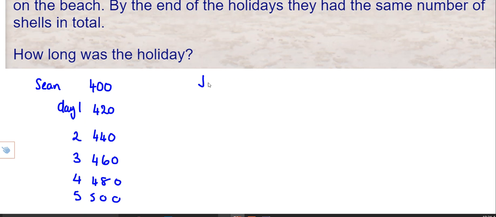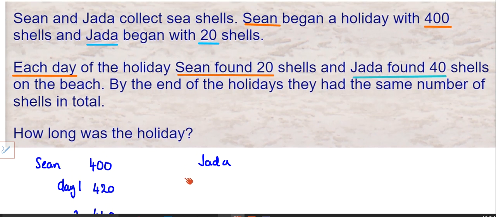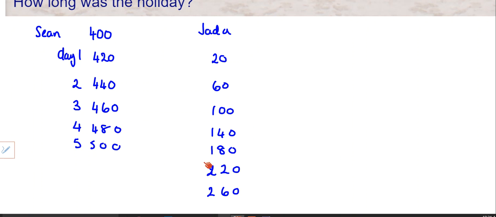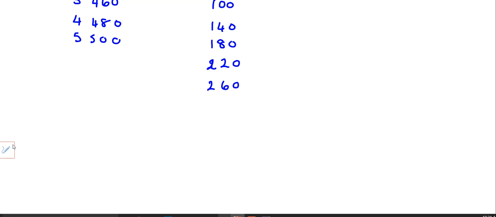Okay, well let's talk about Jada then. She starts off with 20. So day one, she's got 20. Day two? 40. No, because she finds 40, so 60. Then 100, then 140, then 180, then 220, then 260. So she's still not got as much as him.